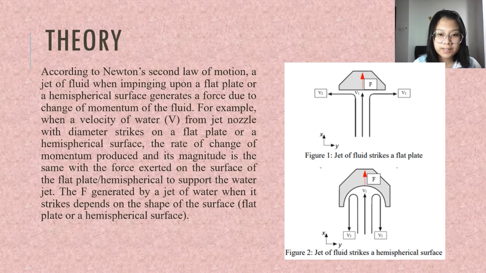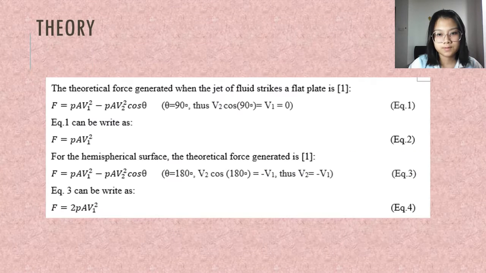The force generated by a jet of water when it strikes depends on the shape of the surface, whether the flat plate or the hemispherical surface. Figure 1 and figure 2 depict a jet of fluid issuing from a nozzle, moving vertically upward with velocity V1, and striking a flat plate and a hemispherical surface respectively. The jet is deflected by the surface through an angle and leaves the surface with velocity v2.